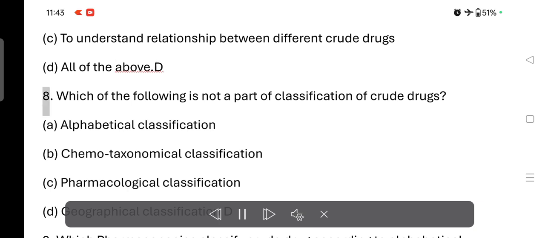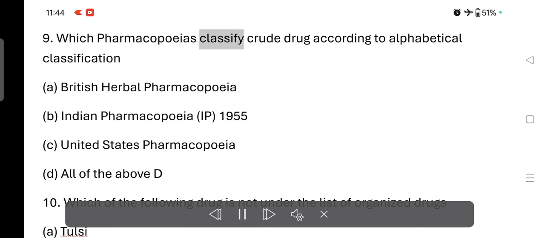Answer: D. 8. Which of the following is not a part of classification of crude drugs? A. Alphabetical classification. B. Chemotaxonomical classification. C. Pharmacological classification. D. Geographical classification. Answer: D. 9. Which pharmacopoeias classify crude drug according to alphabetical classification? A. British Herbal Pharmacopoeia. B. Indian Pharmacopoeia, IP, 1955. C. United States Pharmacopoeia. D. All of the above.